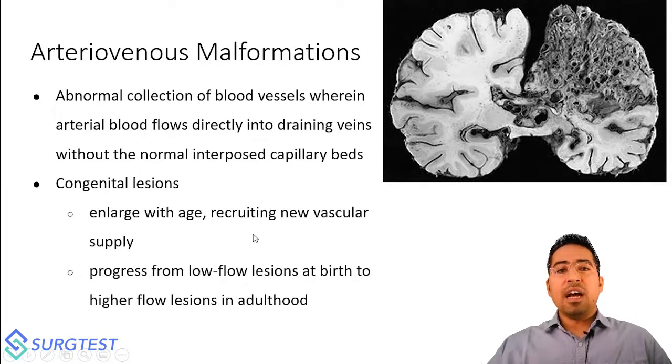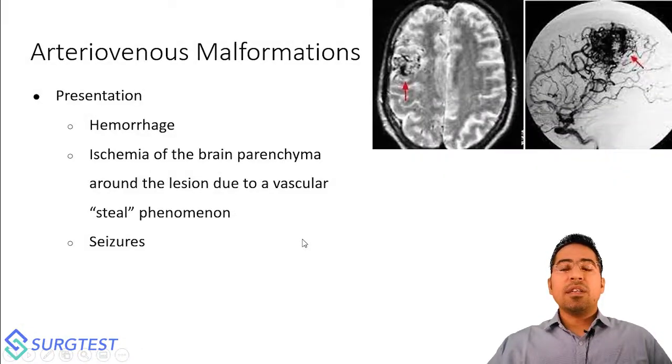They tend to enlarge with age, and so they tend to recruit new vascular supply. The presentation usually is as a hemorrhage. Either they will present with a bleed, and the patient will have sudden onset headache, neurological deficits, and vomiting. The second type of presentation is due to ischemia of the brain due to steal phenomenon.